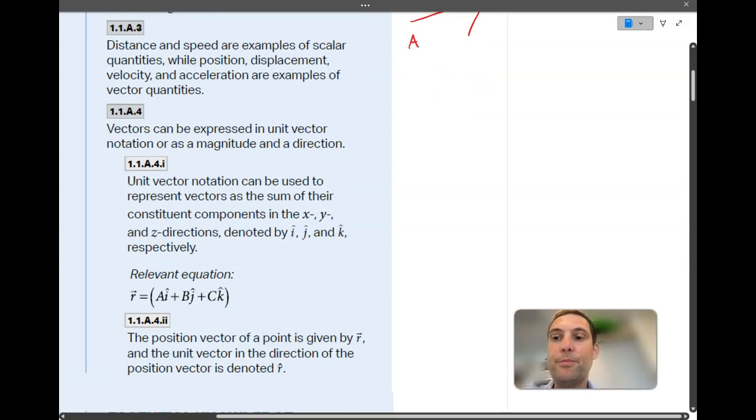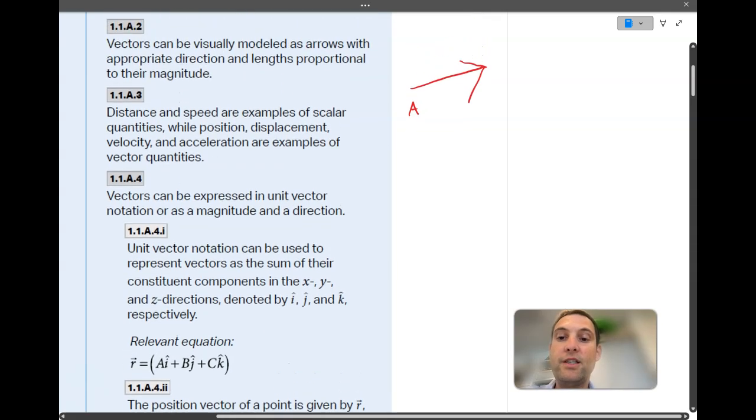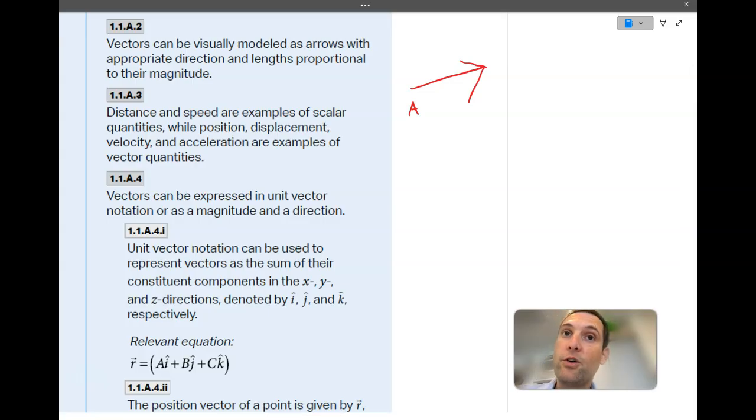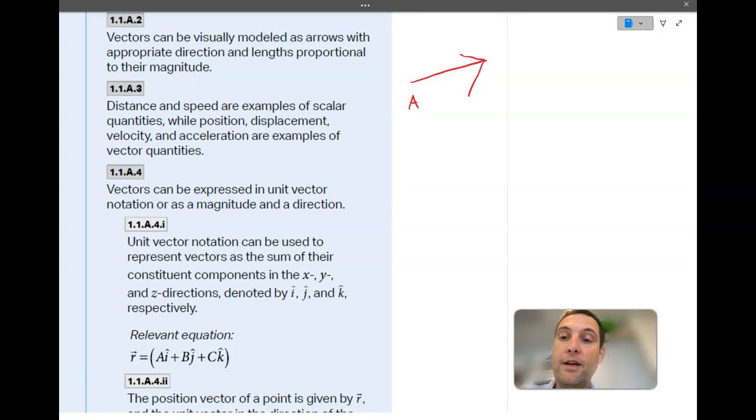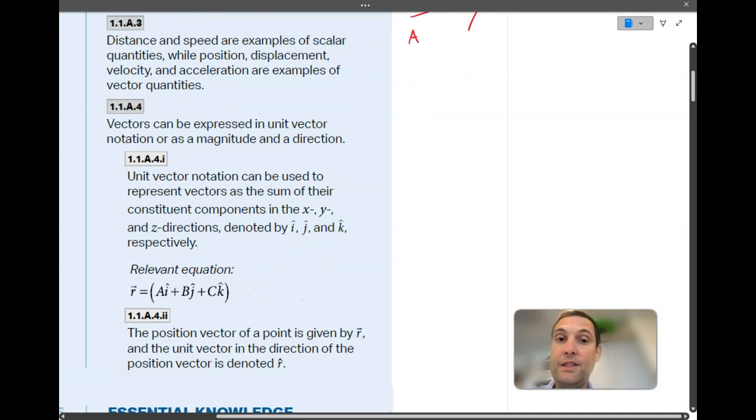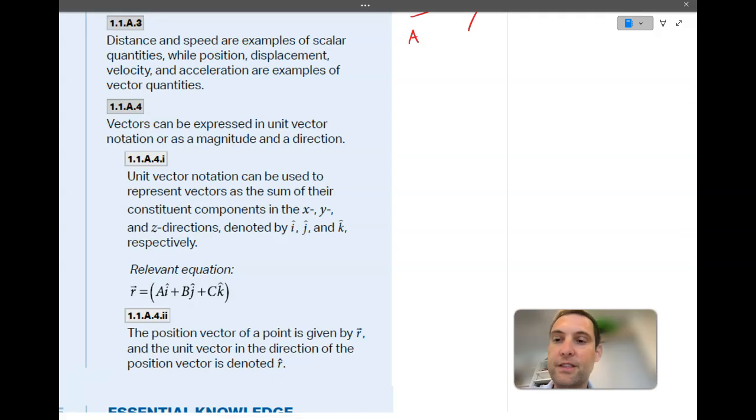Distance and speed are examples of scalar quantities, while position, displacement, velocity, and acceleration are examples of vector quantities. It is important to know your vector quantities versus your scalar quantities because you should know if you need to account for direction: momentum, force, all that other stuff that's going to come later.